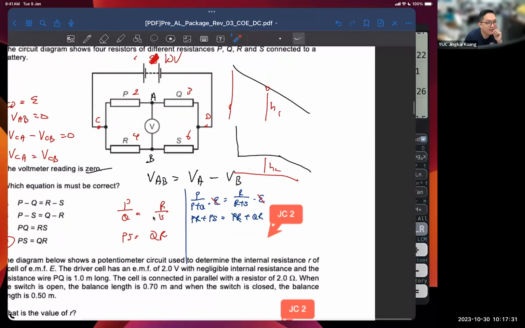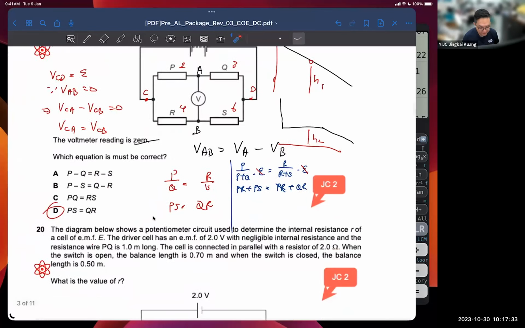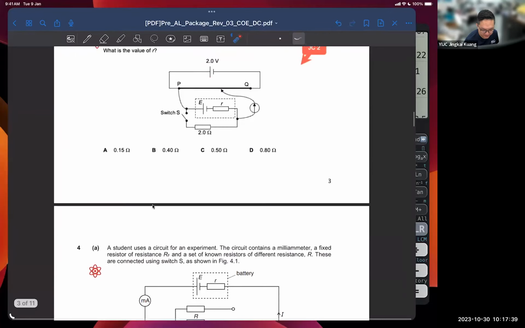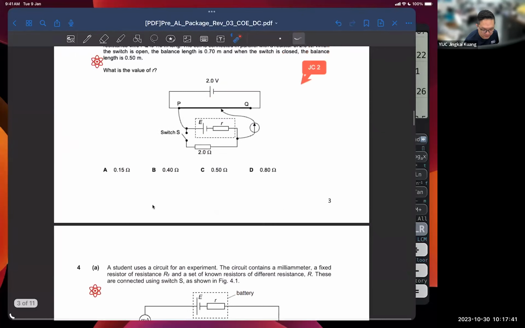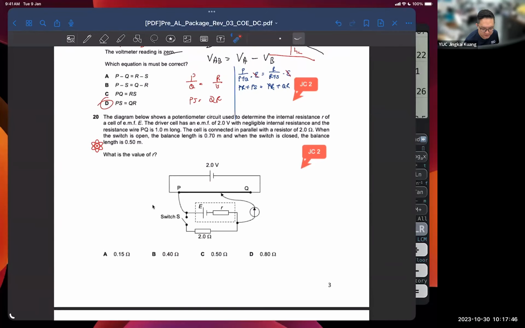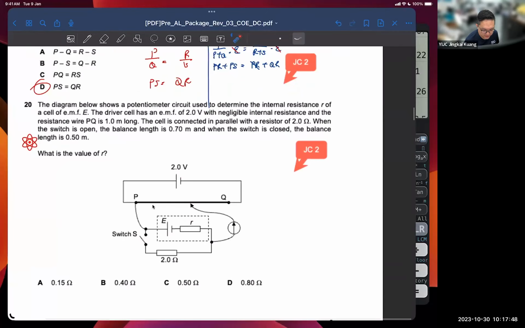Okay, 20. Okay, so you see this package I put together is basically just nice. They have a good spread of questions. I think this one was from JC2. I think it's NYJC. Yeah. Okay, so let's look at this one here.